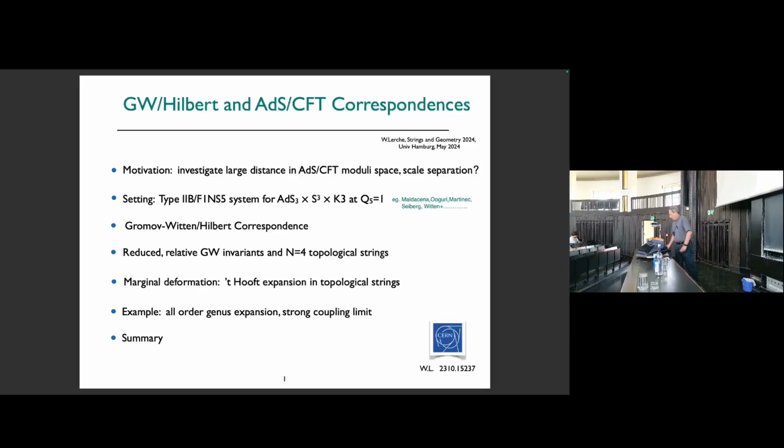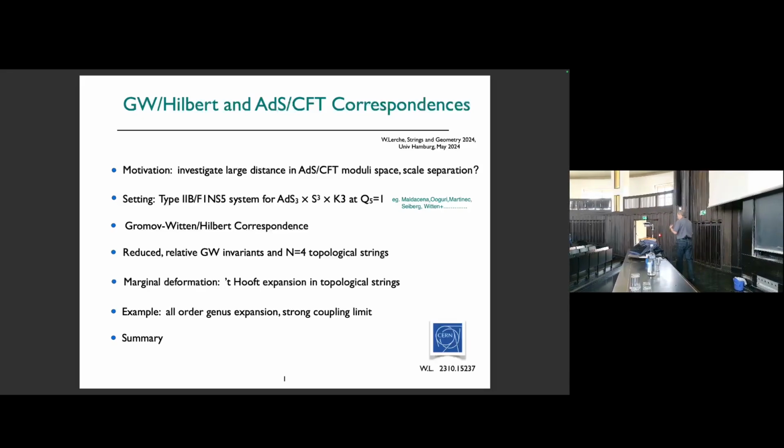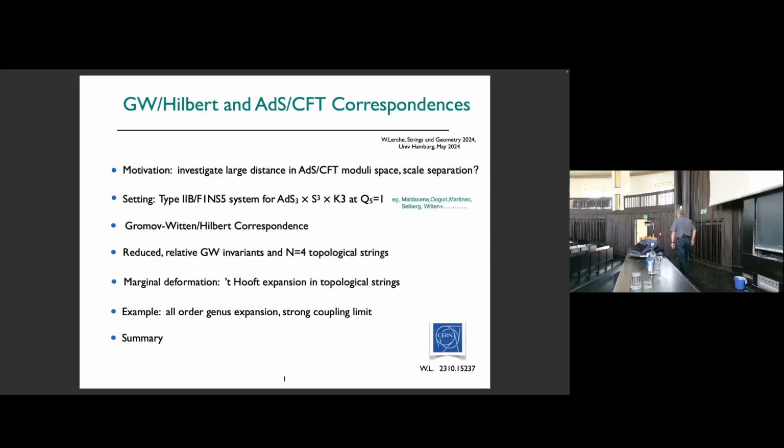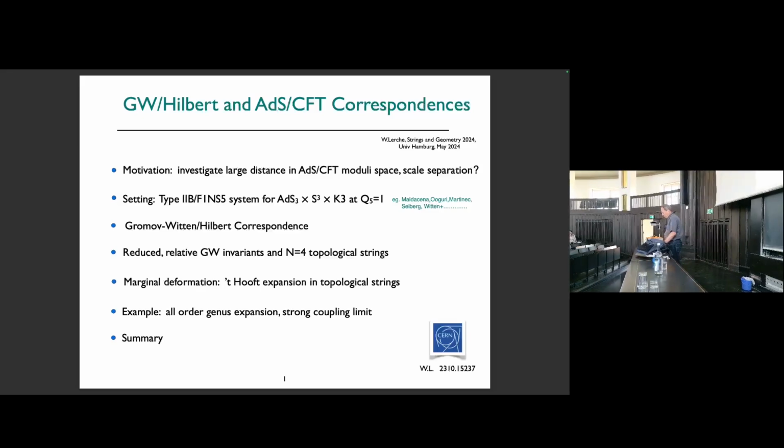On the other hand, there is some mathematical literature, some theorems, called the Gromov-Witten/Hilbert correspondence, which, if you read it, cries out loud to be applied in this context. So the aim was to use these mathematical tools to get some insight into this physics problem. And there were some obstacles, things which are mathematically a bit sophisticated, and that has to do with so-called reduced Gromov-Witten invariants.